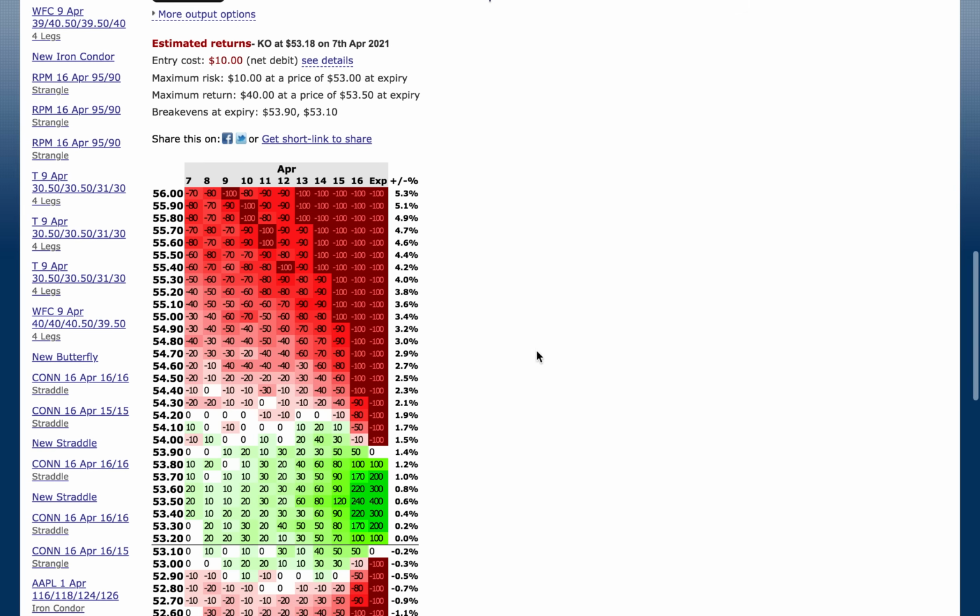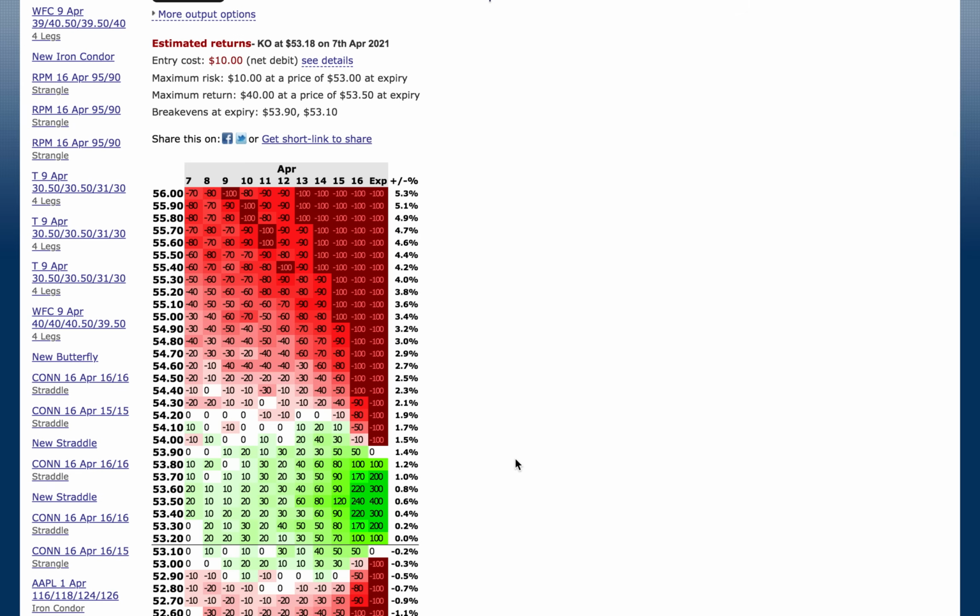Now, if we take a look here at our break evens, 53.90, 53.10. So on expiration date, if it's at 53.90, we're breaking even. If it's at 53.10, we're breaking even. If it's between those two, we are making some money, and we can actually see that here, right? How much we could be making there. Notice that prior to that, the range is definitely a lot wider. So we are basically here profiting from time decay.